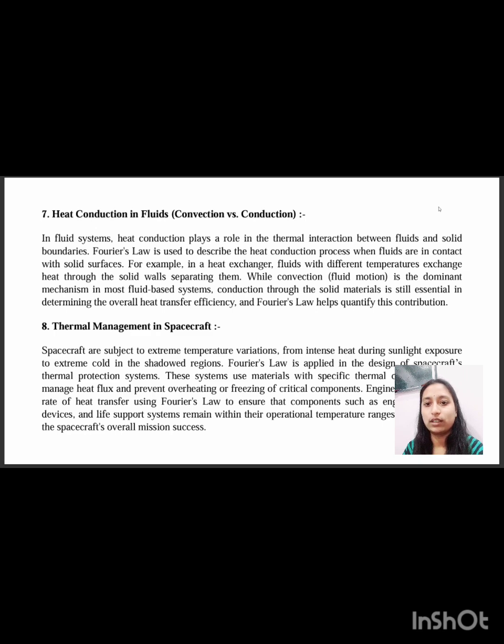Engineers calculate the rate of heat transfer using Fourier's law to ensure that components such as engines, electronic devices, and life support systems remain within their operational temperature ranges, contributing to the spacecraft's overall mission success.